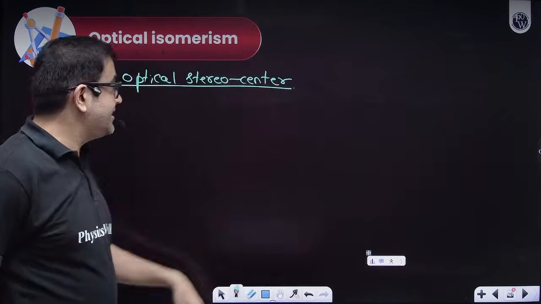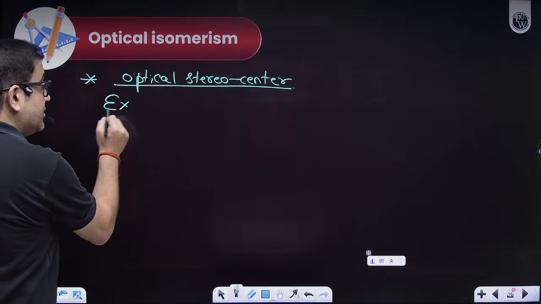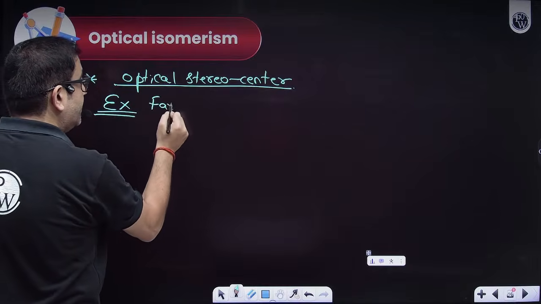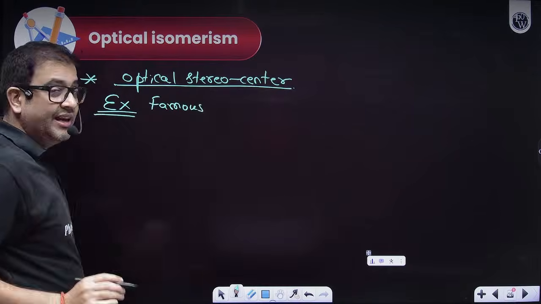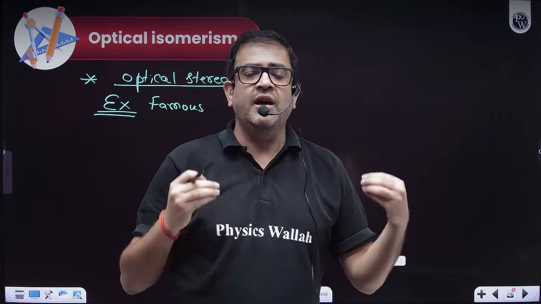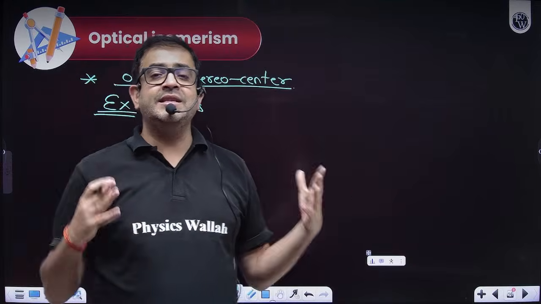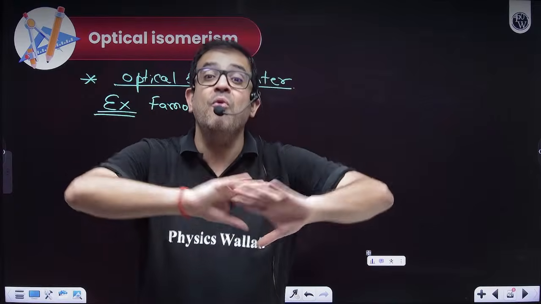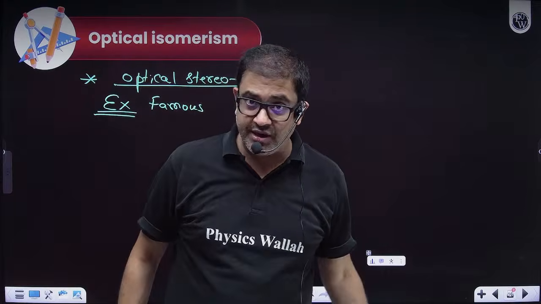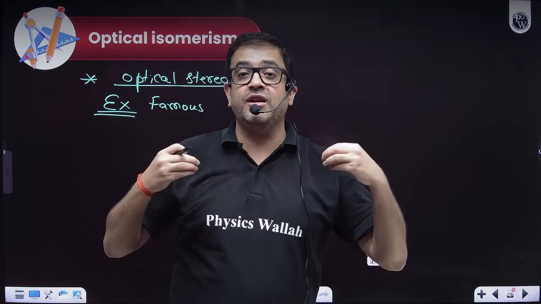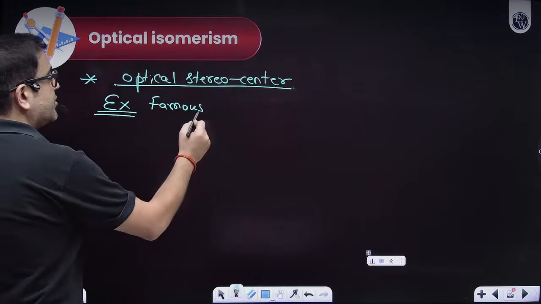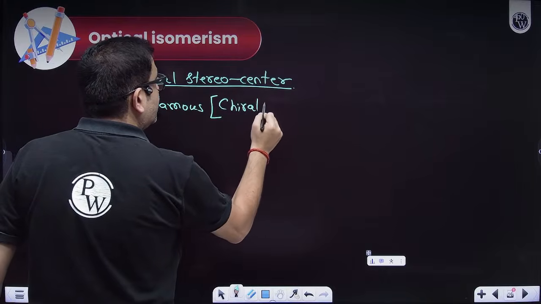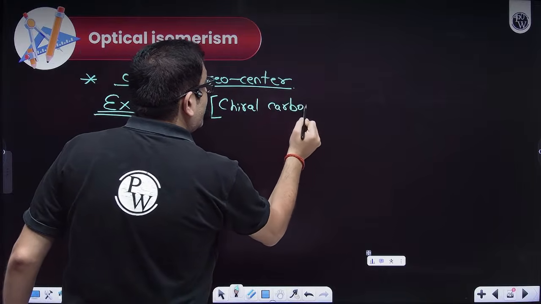Sir, what is the famous example of that optical stereo center? This is not the only optical stereo center, but this is our famous example. Why famous? Because the level of JEE organic chemistry utilizes a chiral carbon as its optical stereo center 90% of the time. There may be many more optical stereo centers, but the most famous one for us is a chiral carbon. Now, what is a chiral carbon?